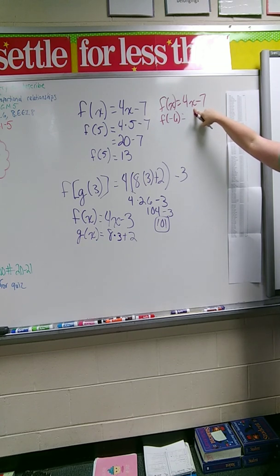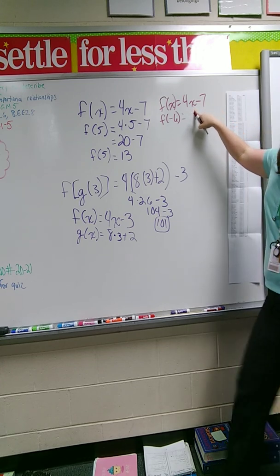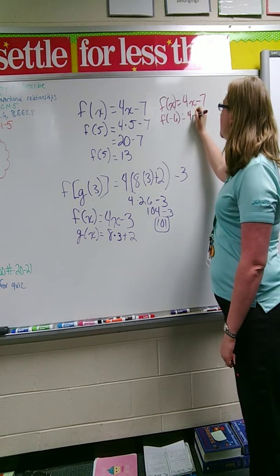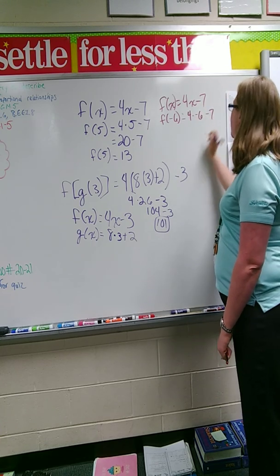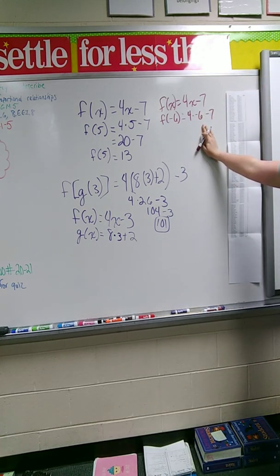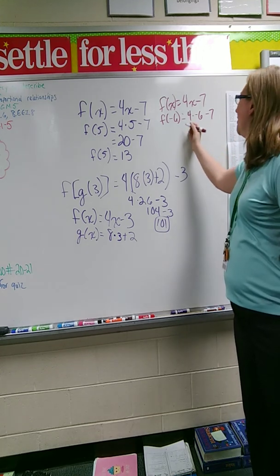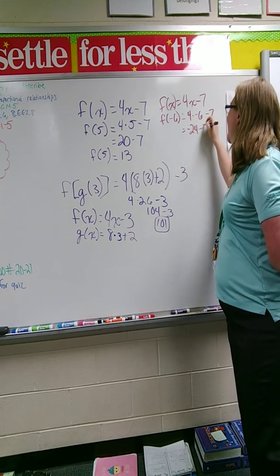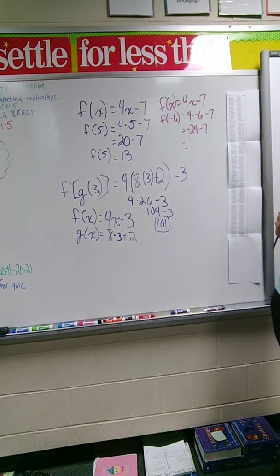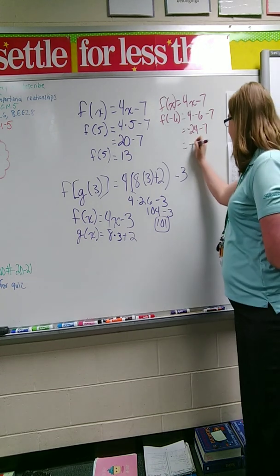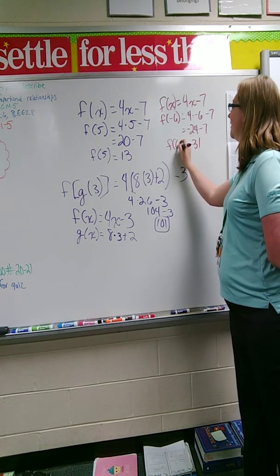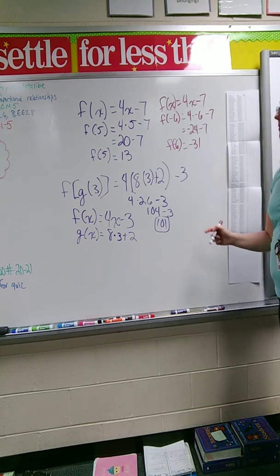Example 3, part B. We're going to replace x with what? Negative 6. Right, so we would have 4 times negative 6 minus 7. What is 4 times negative 6? Negative 24. Minus 7, which gives us a total of negative 31.